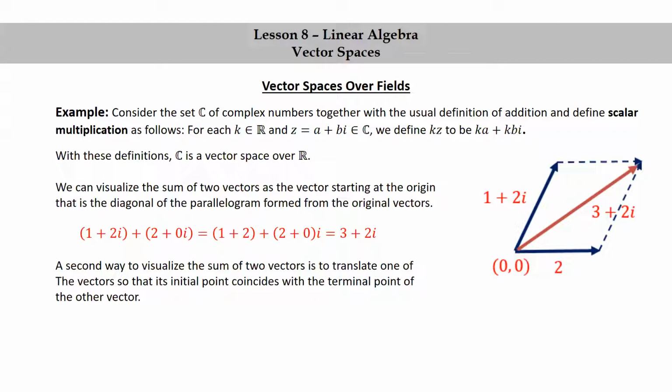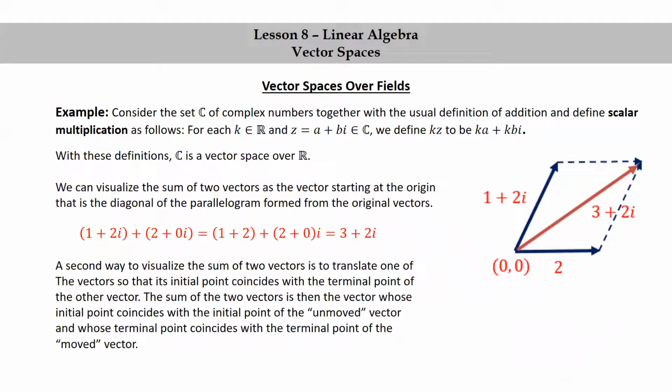A second way to visualize the sum of two vectors is to translate one of the vectors so that its initial point coincides with the terminal point of the other vector. The sum of the two vectors is then the vector whose initial point coincides with the initial point of the unmoved vector and whose terminal point coincides with the terminal point of the moved vector.